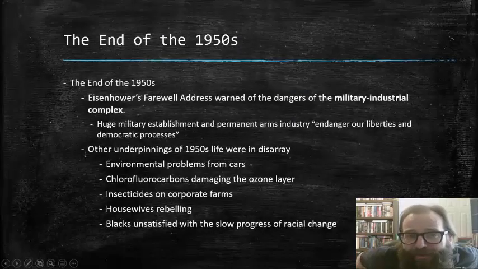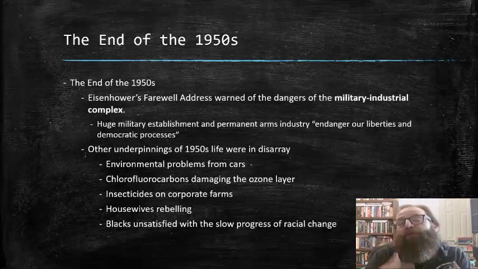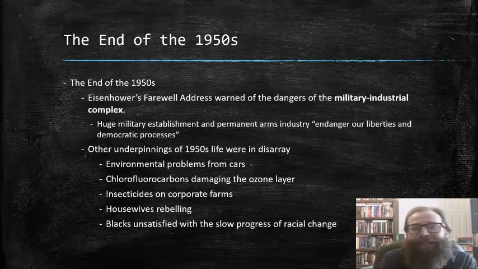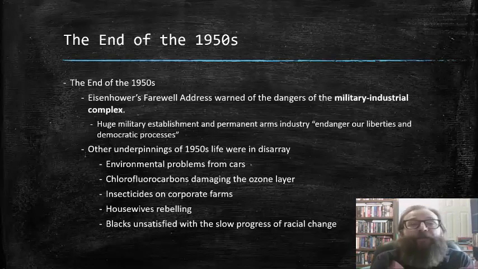The end of the 1950s seemed to signal trouble on the horizon that belied the Ozzie and Harriet image that was portrayed on television screens around the country. Eisenhower's farewell address warned of the dangers of the military-industrial complex, which he defined as a huge military establishment and permanent arms industry, which endangered our liberties and democratic processes.